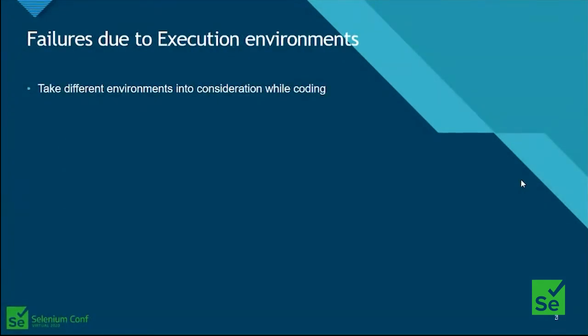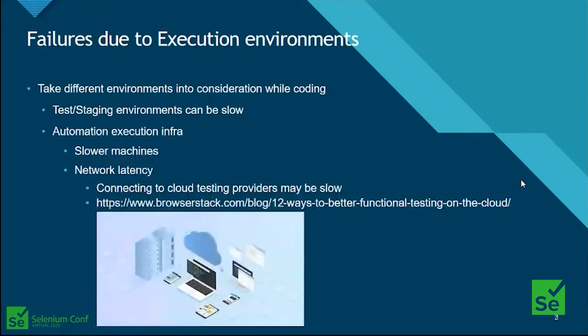Tests can also fail due to differences in execution environments. You should always keep in mind the environments you are going to run your tests on. For example, your test or staging environments can be slow due to different hardware configurations, and they can even be faster. So you should definitely make use of waits here. Similarly, your automation execution infra can have slower machines than your laptops, or network conditions might also be different.